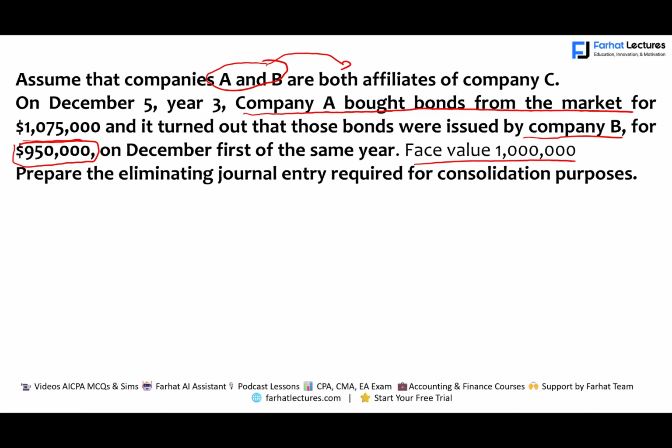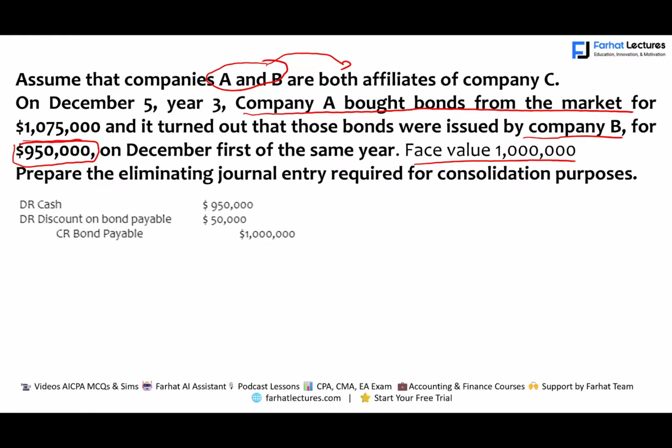Now, I'm going to keep this example as simple as possible. Why? Because on the CPA exam, they keep it that simple when it comes to consolidation. Nevertheless, this might involve a little bit more amortizing, and here we have discount or premium, but we don't deal with it now. I am going to first issue the bond.